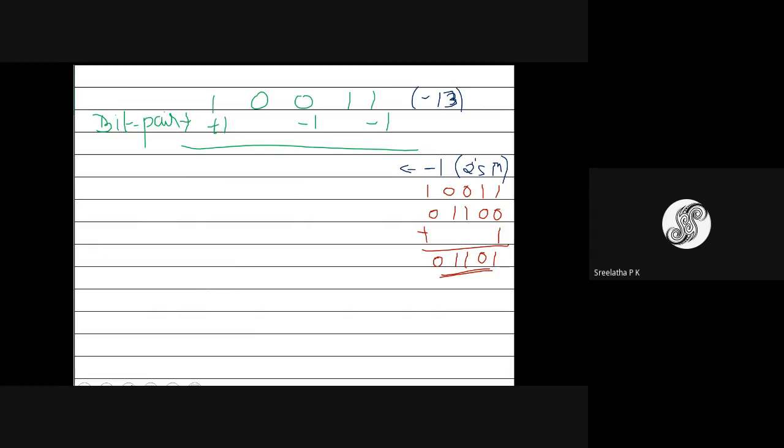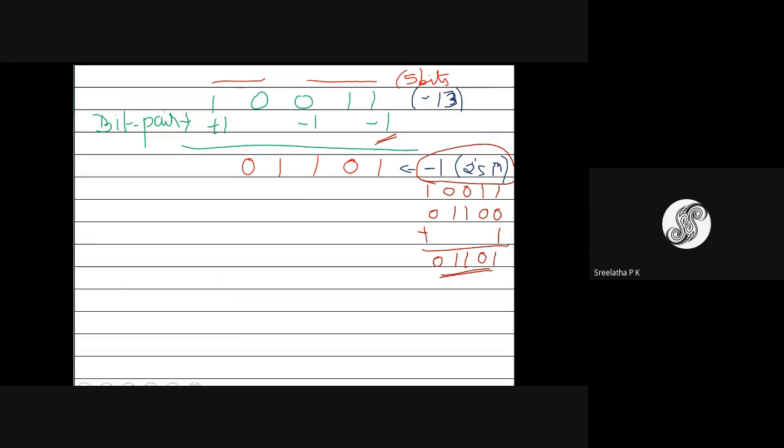Now coming back here, I have to multiply by -1. So when there is -1, I have to put the 2's complement of the multiplicand. The 2's complement of the multiplicand is 1 0 1 1 0. As I have told, this is a 5-bit operand, so the product will be of 10 bits.